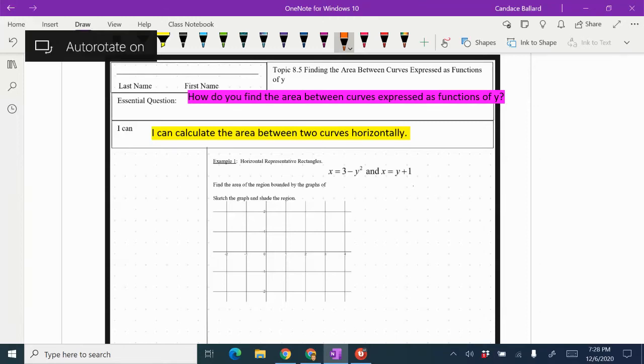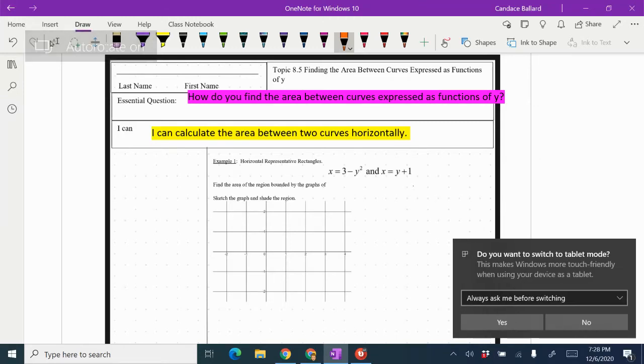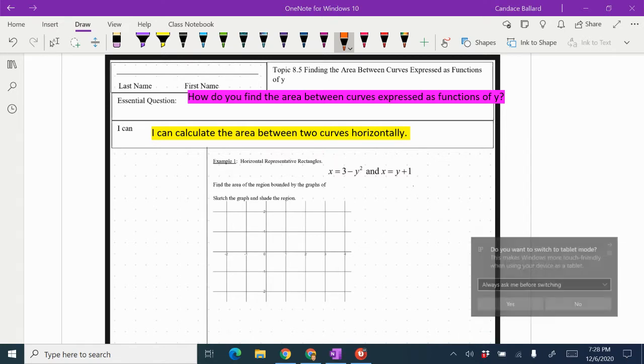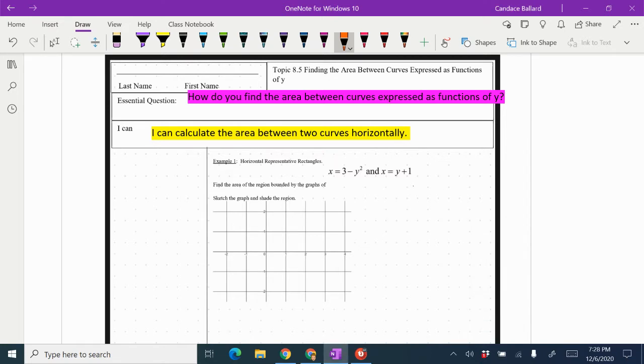In this video, we're going to visit topic 8.5, finding the area between curves expressed as functions of y. So your essential question is, how do you find the area between curves expressed as functions of y? And your I can statement is, I can calculate the area between two curves horizontally. So we're going to start with horizontal representations of rectangles.